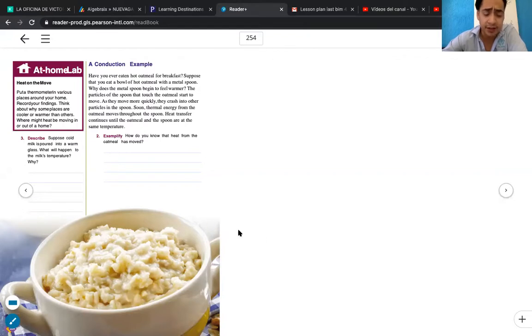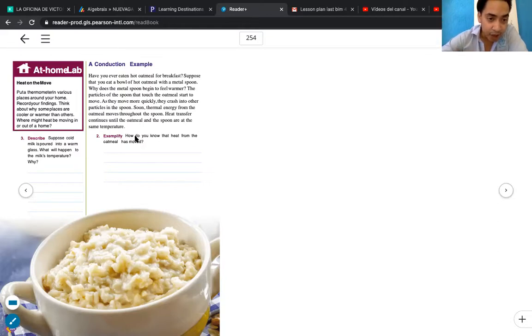So what happens here? When you put the spoon into the oatmeal, what is going to happen? The spoon is going to become hot. So when you do the blowing, that's how you're going to start making the oatmeal get colder. And that process is an example of conduction. You're transmitting cold air to the spoon, and the spoon is making the oatmeal cold, okay?